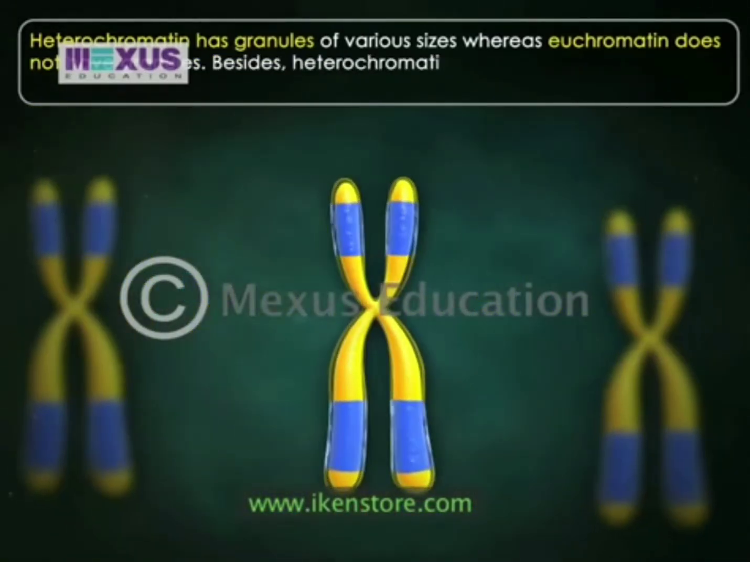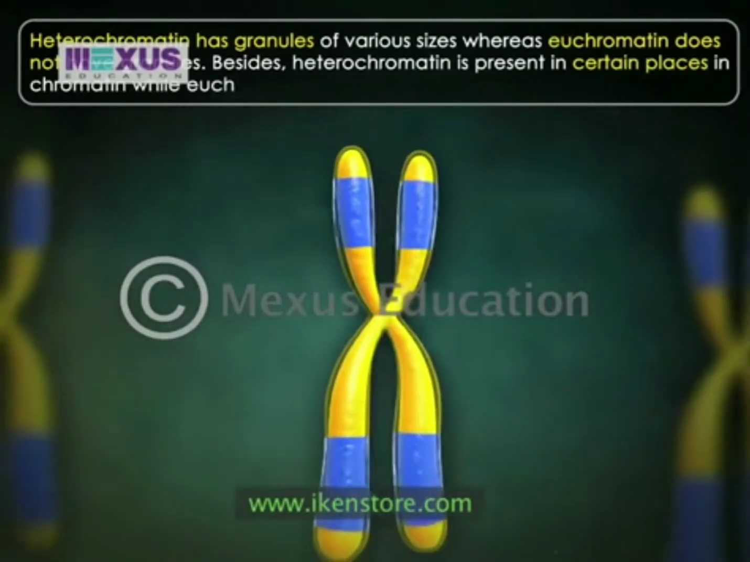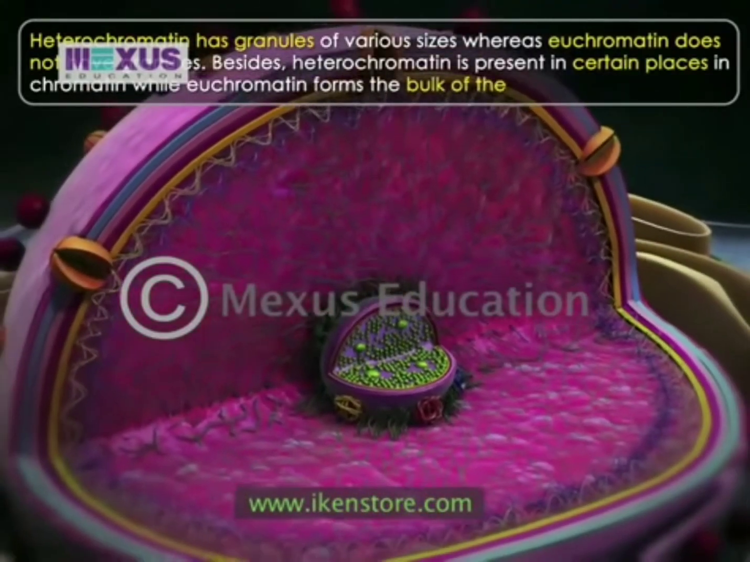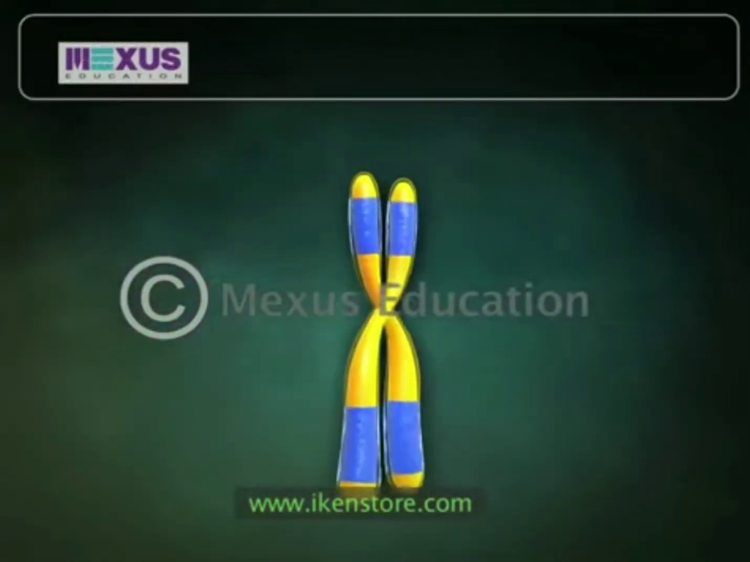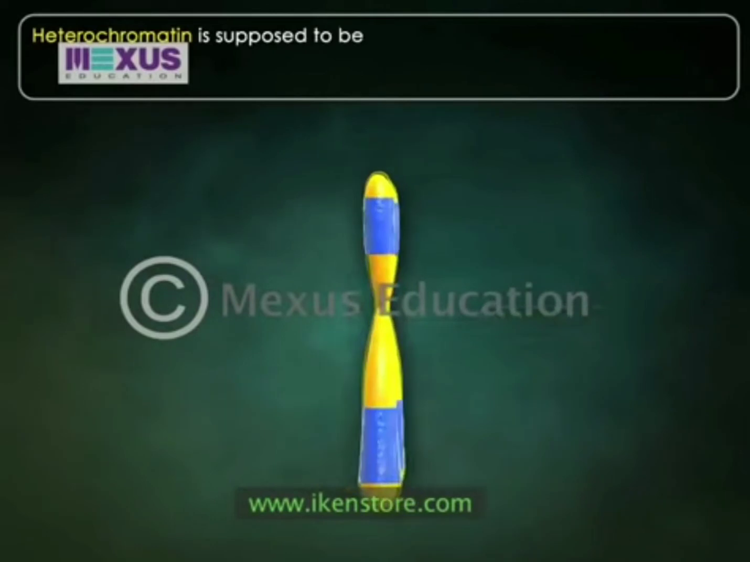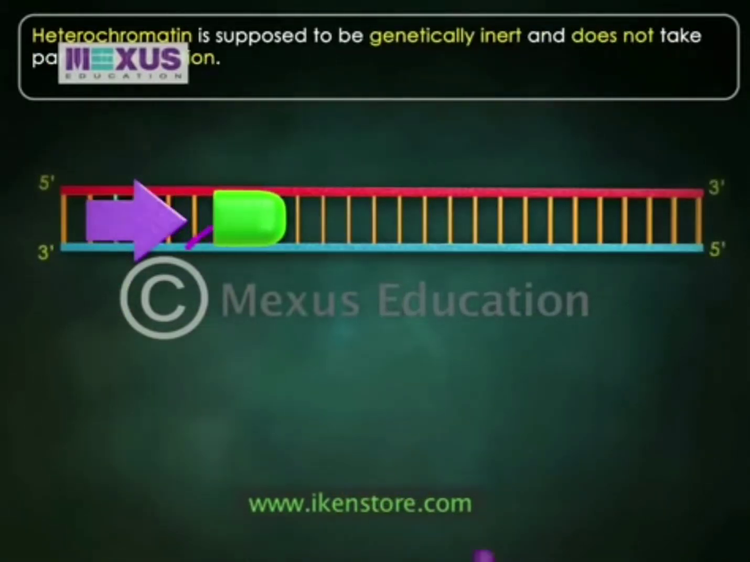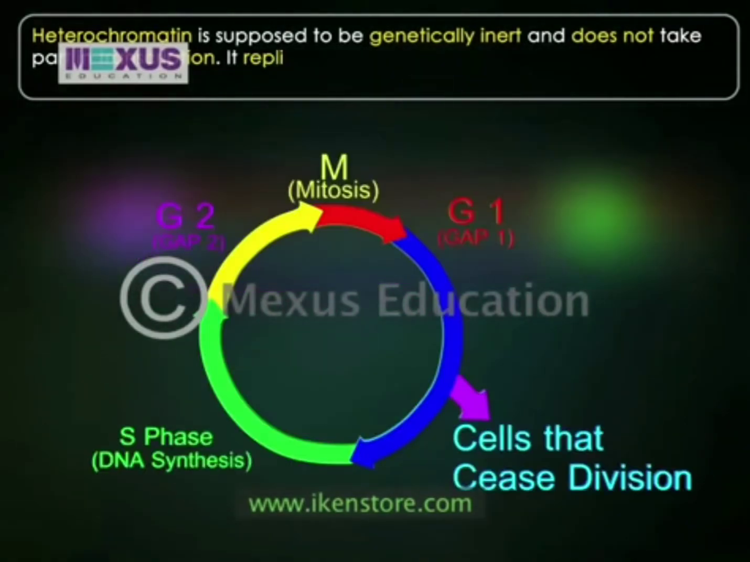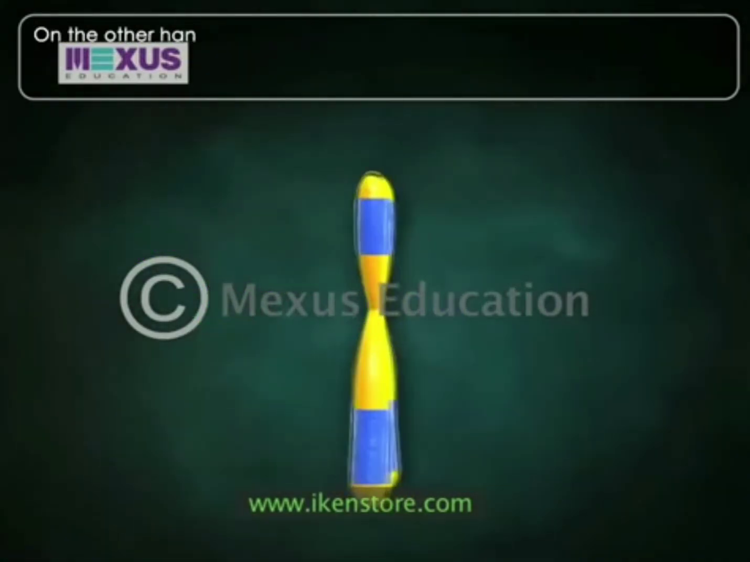Heterochromatin is supposed to be genetically inert and does not take part in transcription. It replicates late in the S phase. On the other hand, euchromatin is genetically active, and only a portion of it, associated with acid proteins, takes part in transcription. It replicates early.